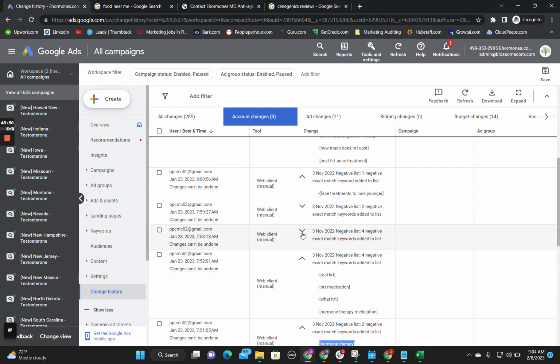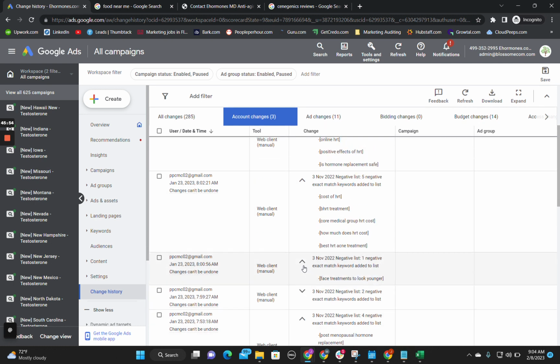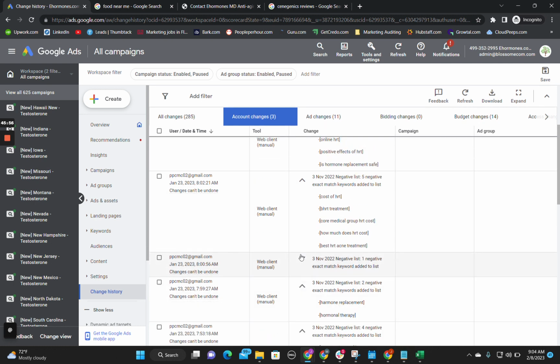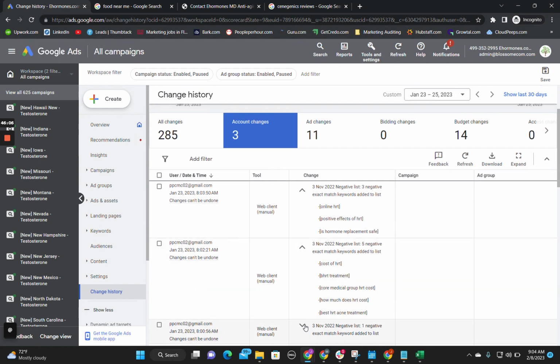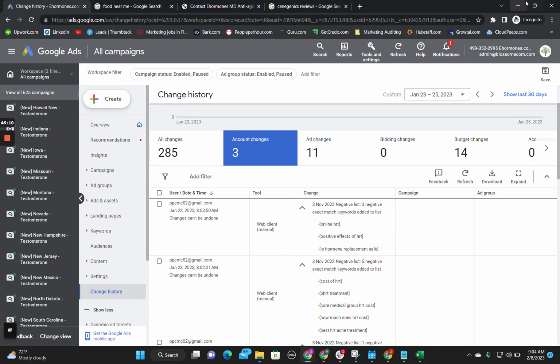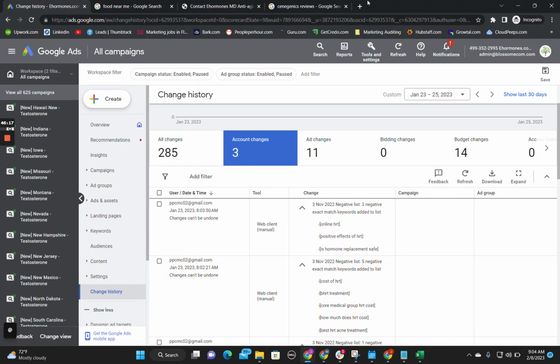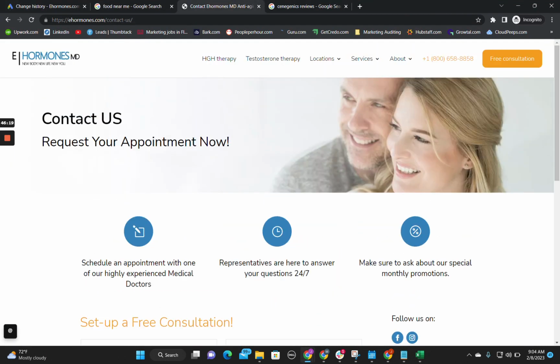What HRT, hormone replacement therapy. Let's see what else we got here. Hormonal therapy, yep, that's definitely probably causing the reason why that cost per conversion 5x'd. And face treatments to look younger. Okay, so it's more than likely these two keywords that are causing it. Because, and by the way, I'm seeing this for the first time at the same time as you. I've just been doing this for a while, so I can just immediately look at this. They're selling hormones. Their entire thing is called hormones.